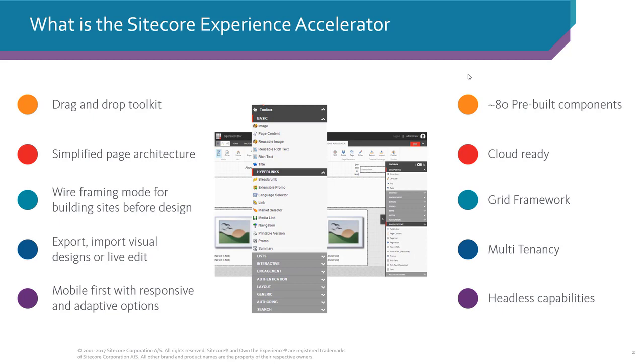The SXA content architecture includes tenants and sites. SXA supports multi-tenancy, which means that you can run multiple sites on a single instance of Sitecore. Each tenant can include multiple related sites, for example to support multiple brands for a single company, or multiple languages or locations for a single brand.